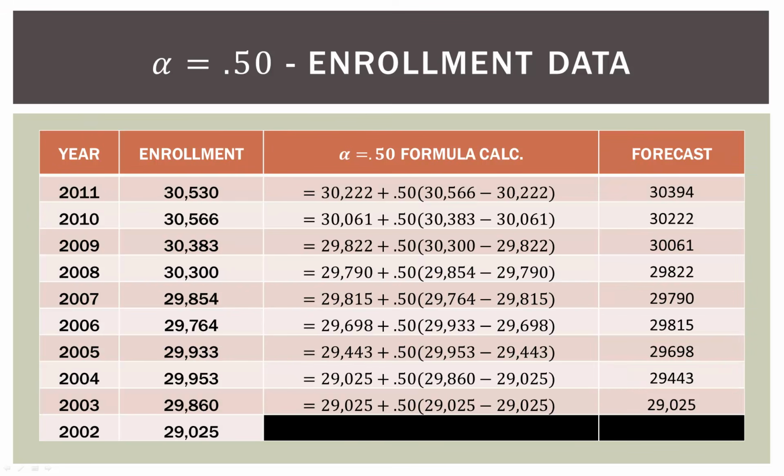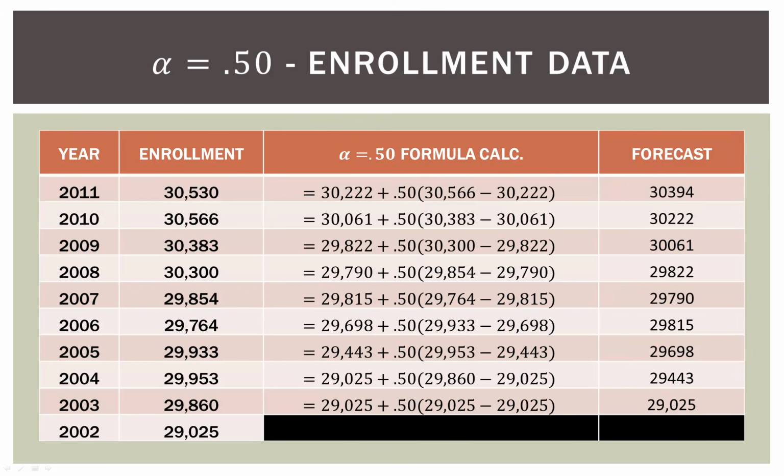All right, let's do one more, and then you'll see the pattern. So for 2005, if we look in the parentheses, we have 29953. And of course, that comes from the actual enrollment for 2004 minus the forecast for 2004, which is 29443. So we subtract those, multiply by 0.5, and then we add that to the forecasted value for 2004, which was 29,443, and we come up with a forecasted enrollment of 29,698 for 2005.